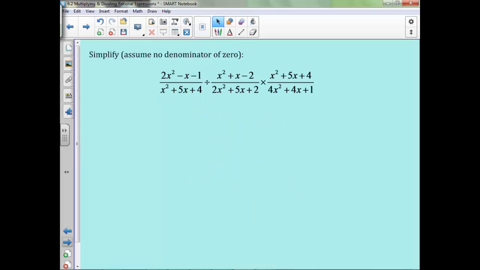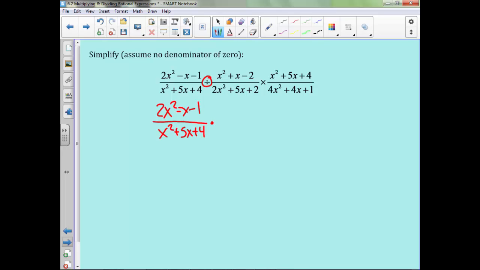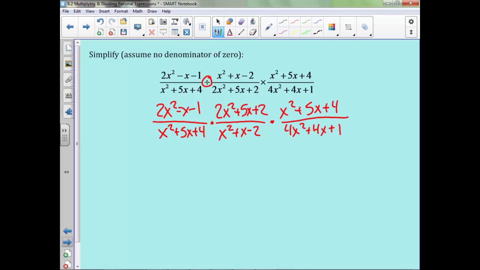Alright, this one looks intimidating, but it's very similar. We just have to start by changing this division to multiplication. So let's just start by rewriting it and changing it. Alright, now let's start factoring what we can factor.